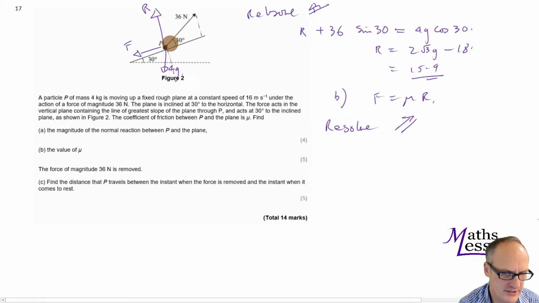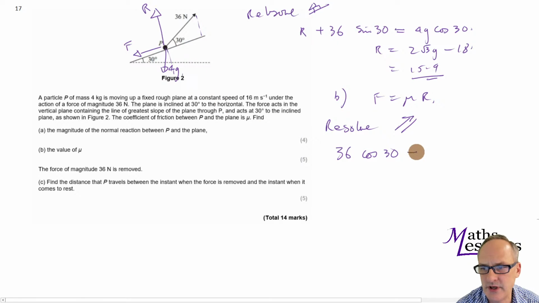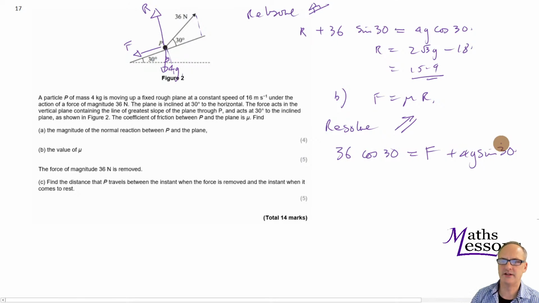And we get 36 cos 30 acting up the plane. This bit is next to the angle, so it's going to be cos. And that's going to equal the F and the mg acting down the plane. So we're going to have F and mg sine 30, because this angle is 30 here. This could be 4g sine of 30 acting down the plane there.